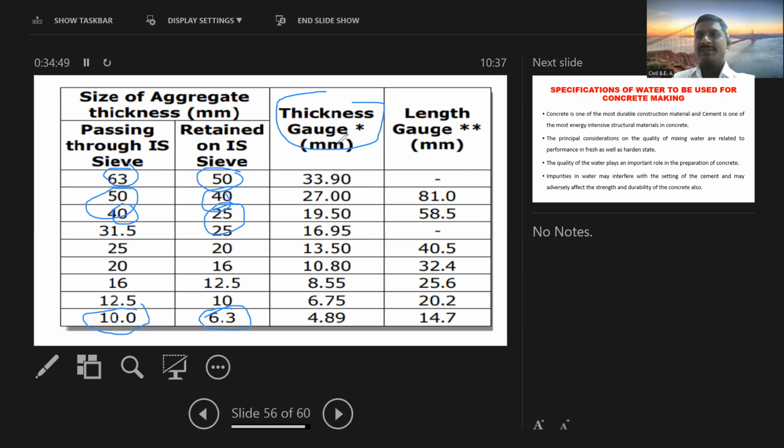Then thickness gauge, it means thickness of aggregate. So the 33.93 here, the 27. So this is the thickness gauge we have seen in the table. And then length gauge, it is elongation. This is the flaky, this is the flaky, and this is the elongation. So this is the table given in the IS code also.